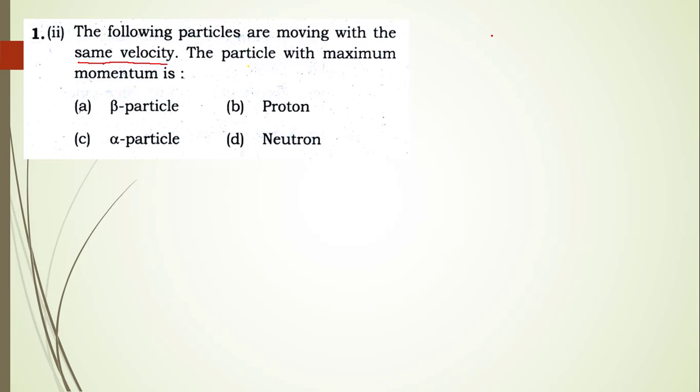As we know, the formula for momentum is mass into velocity. Here v is constant, so the only thing changing is the mass of the particles, and we know that alpha particles are the heaviest of all the 4 particles. So the momentum for the heaviest particle will be maximum, as only mass is changing here. So C is the correct option in this case. The alpha particle has maximum momentum. So this is the answer for the second question.